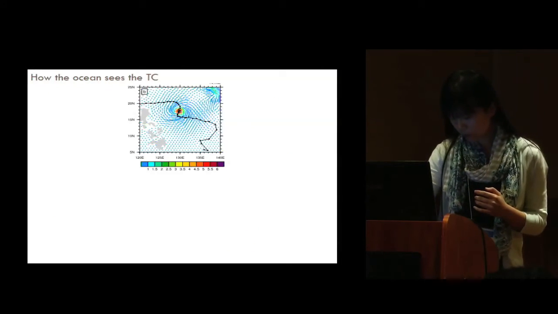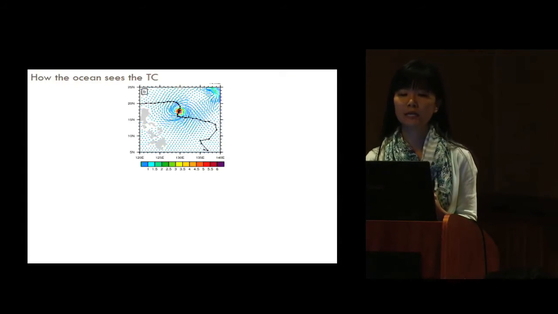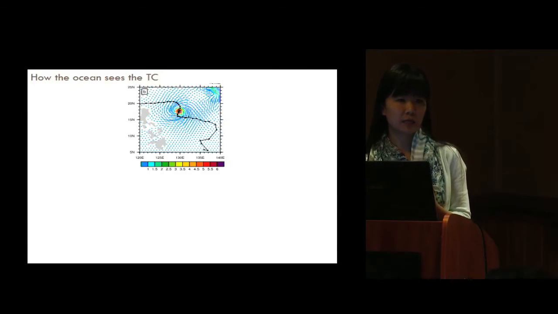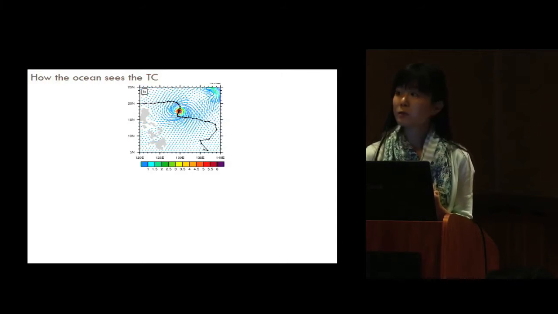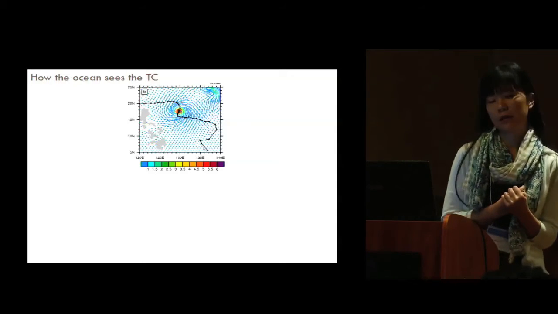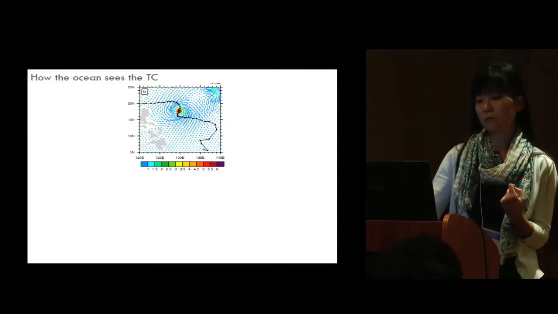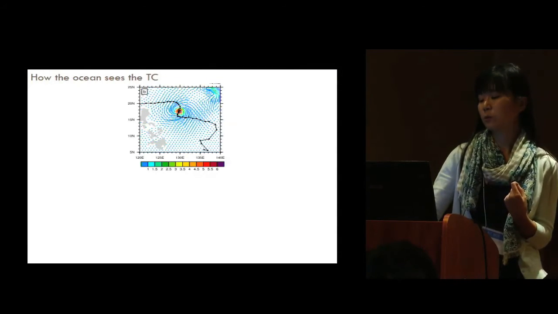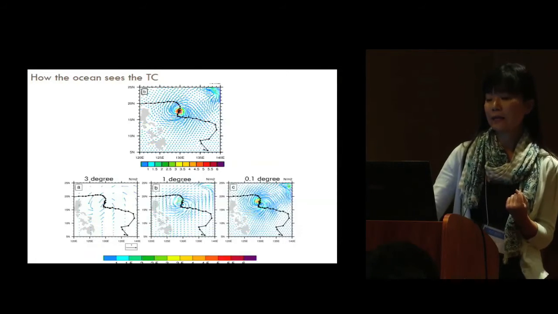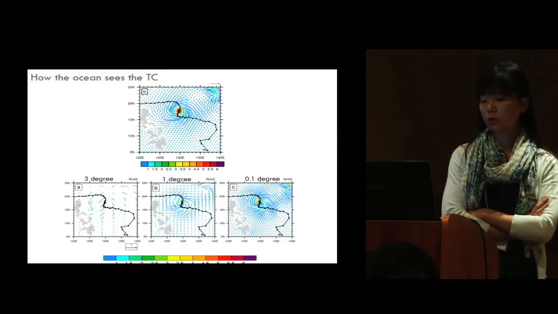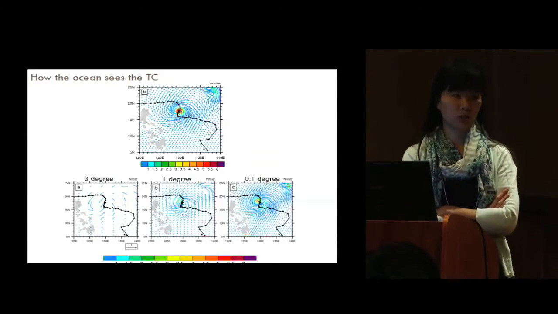So let's move forward to see the results. First of all, we want to see how the ocean actually sees these tropical cyclones. This figure at the top is the tropical cyclone winds we see from the high-resolution model. It's a very intense storm with the maximum wind of about 58 meters per second. And these are the surface wind stress that are seen from the ocean models.